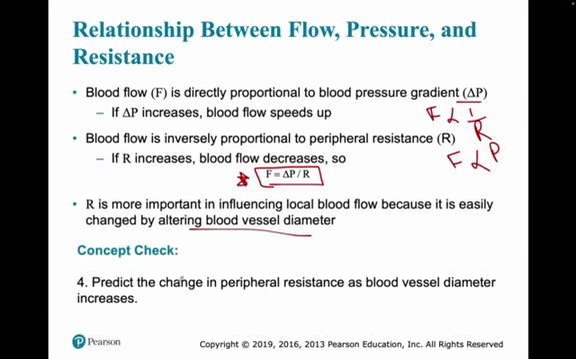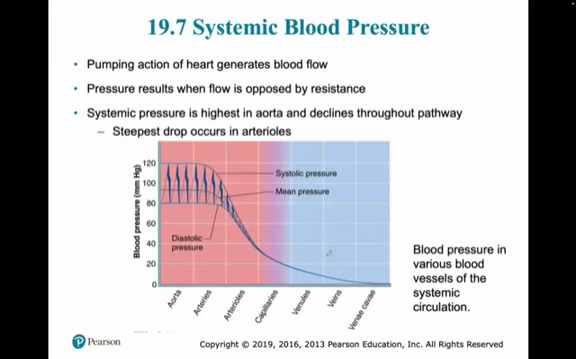So, concept check number 4, predict the change in peripheral resistance as blood vessel diameter increases. If the diameter is increasing, the diameter getting bigger, so naturally the peripheral resistance will decrease, right? So in this case, it will decrease, and vice versa, the opposite case.